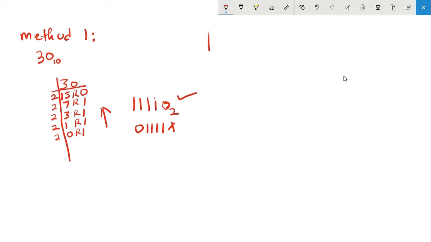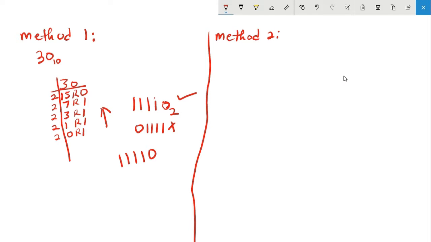Now let me draw this line. Sorry, not so straight. So now for method 2. Pay attention to the answer. The answer we got was 1, 1, 1, 1, 0 in base 2. That's the answer. So if I get the same answer on this side, then it means that this side is also correct, right?